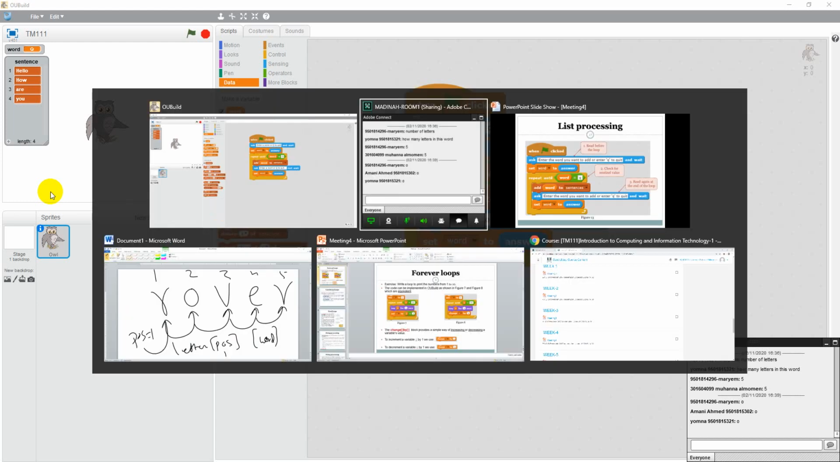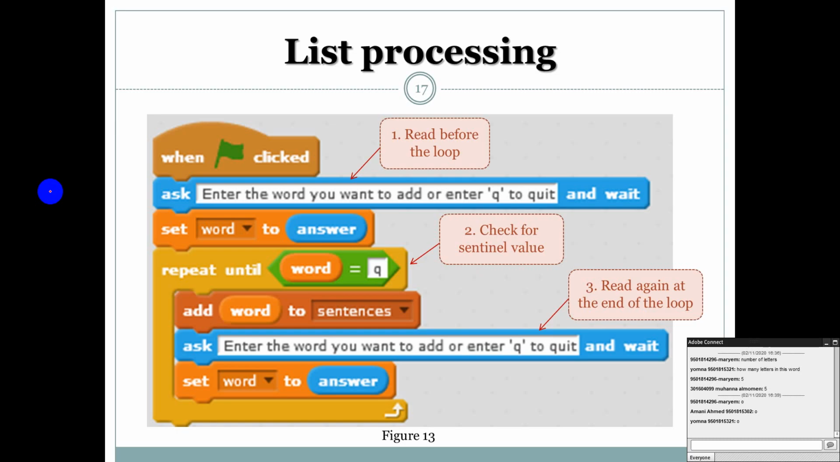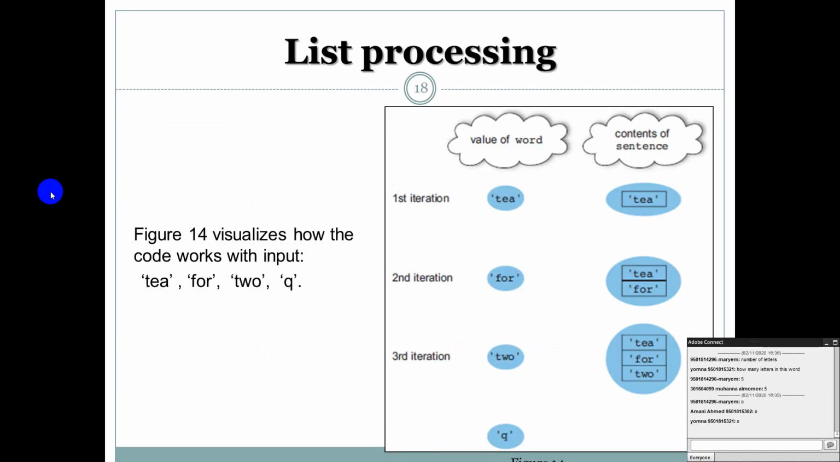Fine. So we can add something like this in the list. Read it again and again and use the sentinel value to stop it. For example, if you enter t, it will add t to the list. Once you enter q, it will stop the loop.